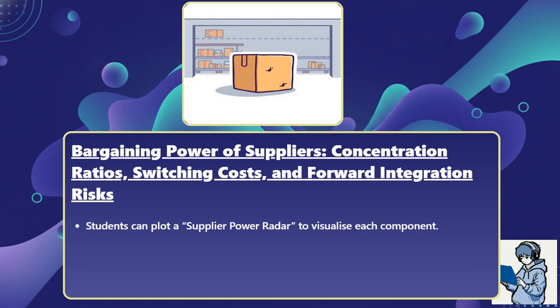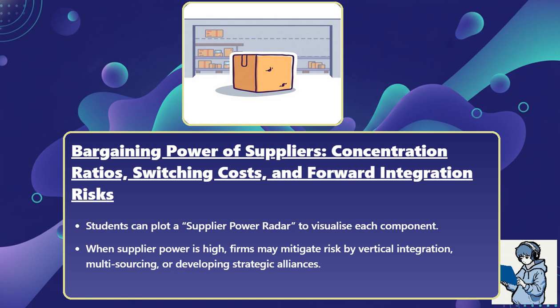Students can plot a supplier power radar to visualize each component. When supplier power is high, firms may mitigate risk by vertical integration, multi-sourcing, or developing strategic alliances.